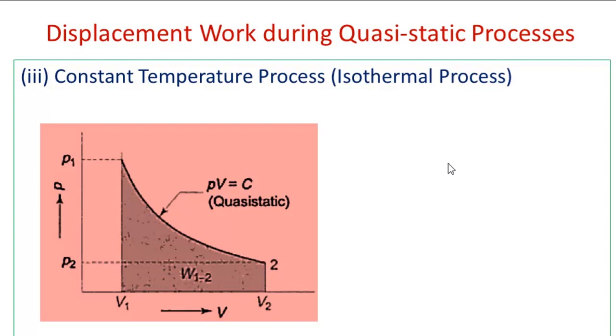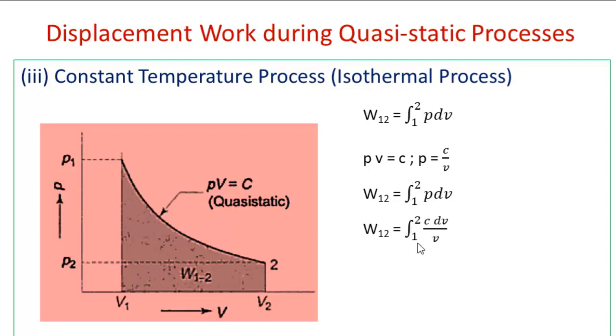Now let us calculate the work transfer during this isothermal process. Work transfer during isothermal process is given as integral PdV between the states 1 to 2. And the governing equation for isothermal process is PV equal to constant. So from this, what is the value of P? P equal to C by V. So this C by V I am going to write in place of P. So then work transfer will become integral 1 to 2 C by V into dV, where C is constant.